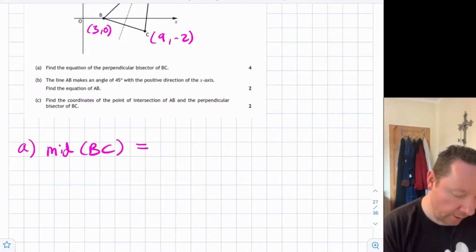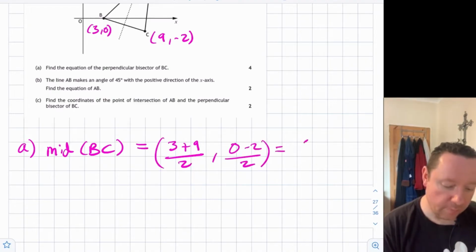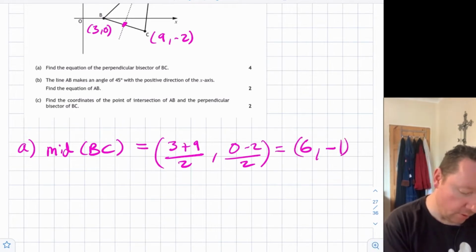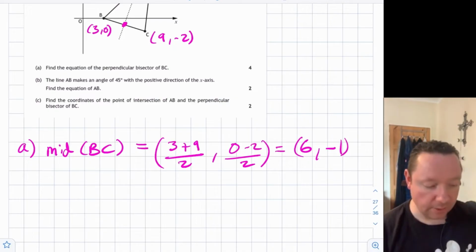So that's 3 plus 9 divided by 2. And it's also 0 minus 2 divided by 2. 3 plus 9 is 12, divided by 2 is 6. Minus 2 divided by 2 is minus 1. So we've got our midpoint. There it is there. And then we need the gradient.